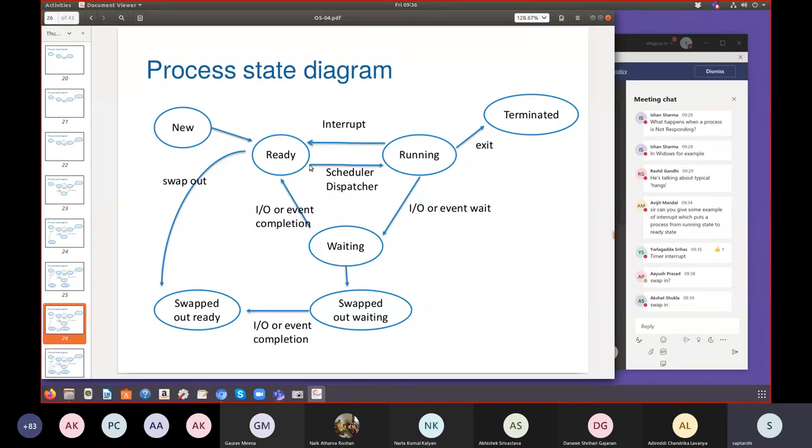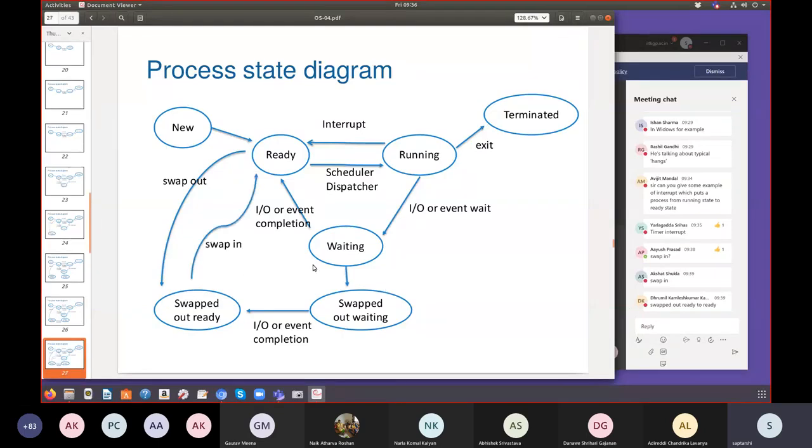Swap in. So we have discussed swap out. What about swap in? Exactly, Zubir has given the answer. This is the transition which is left, from swapped out ready to ready. So this is the process of swapping.